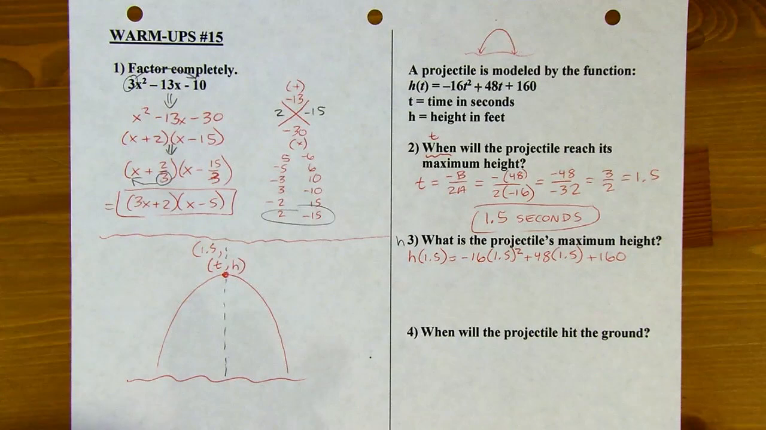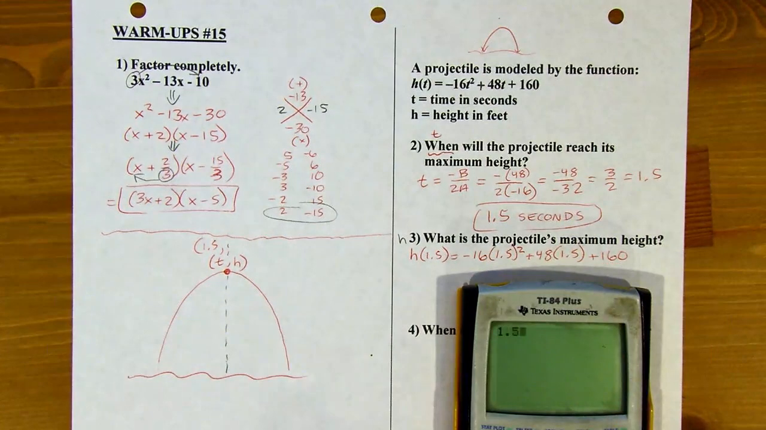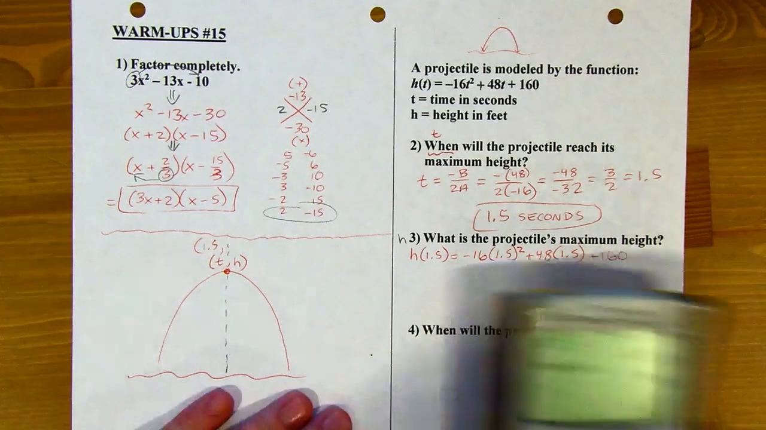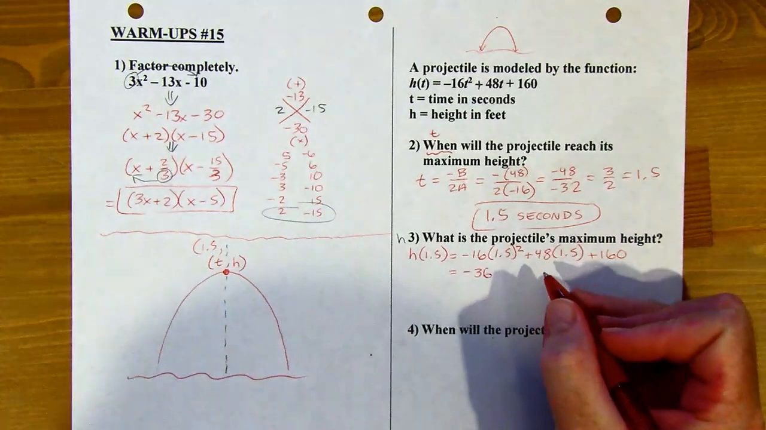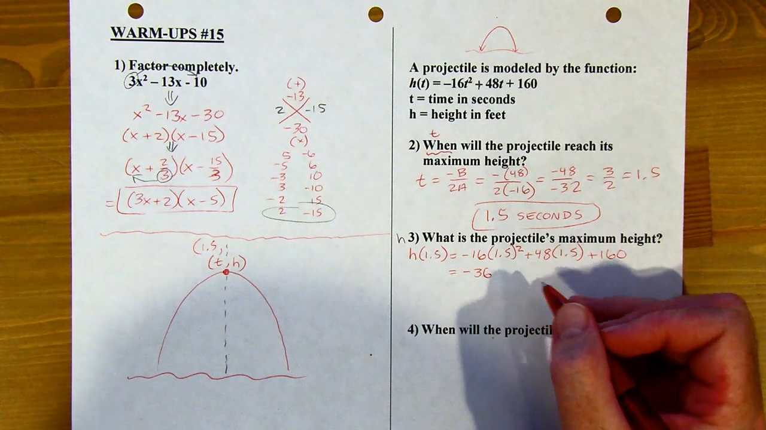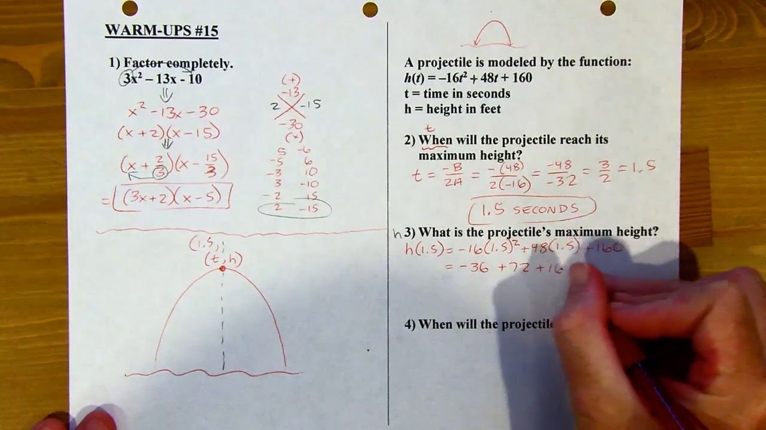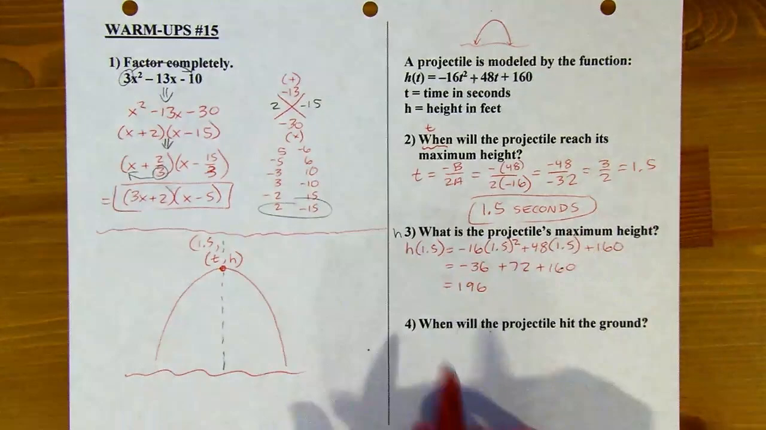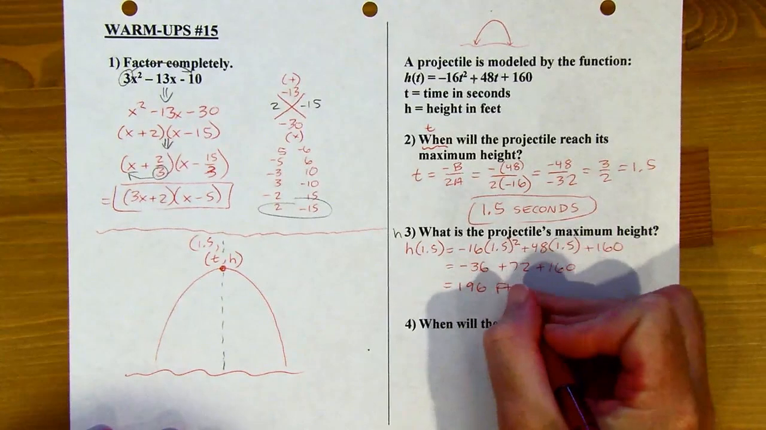Okay, and I'm just going to simplify these terms one by one. So let's see, 1.5 squared, and then I'll multiply that by negative 16. That's going to give me negative 36. And then 48 times 1.5 comes out to 72. Plus 160, okay, and then I'll do the addition. And this is going to come out to 196, and this is my height. My height is in feet, so 196 feet.